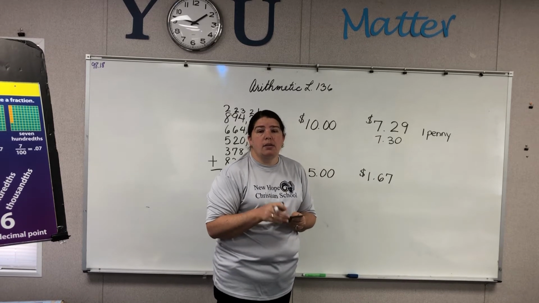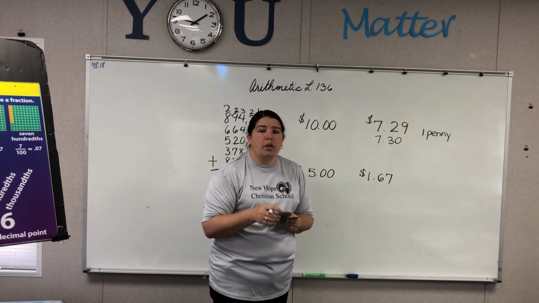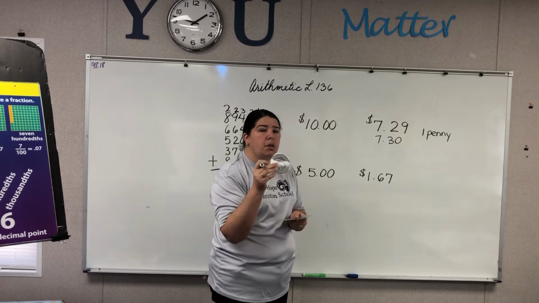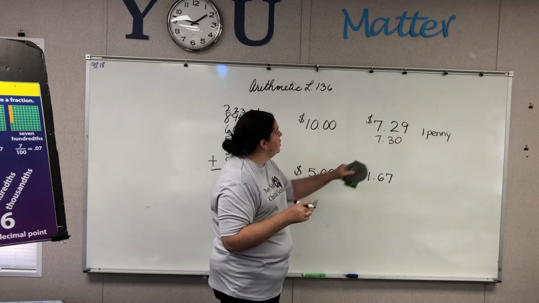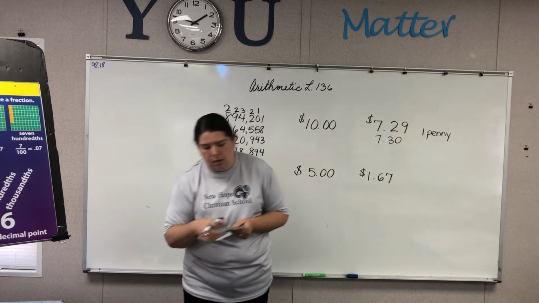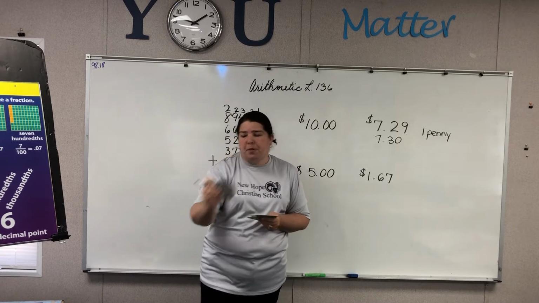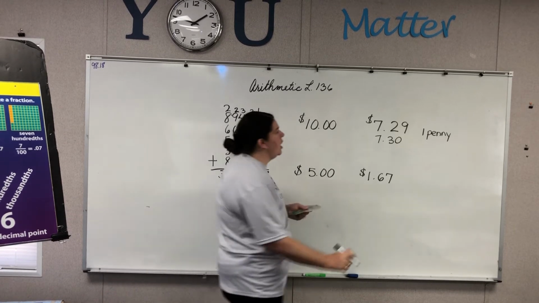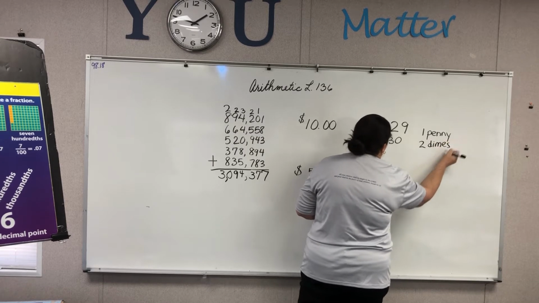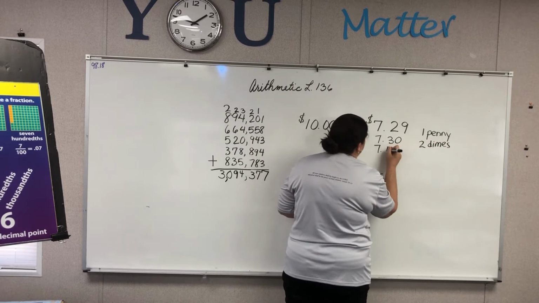Now, when I get the next amount, I'm going to use dimes. Why did I skip nickels? Because I'm going to use the largest amount. $7.30, $7.40, $7.50. That's 2 dimes. And now we're at $7.50.